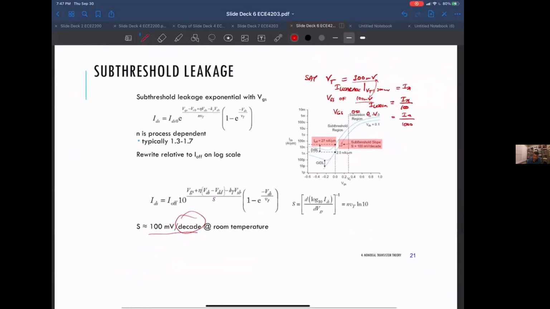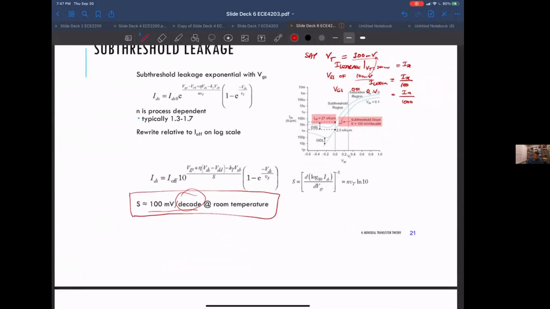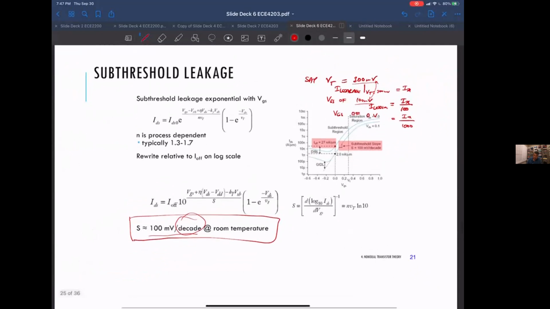So what does this mean? And this is an absolute number. It says that if I made my device, let's say everything about this device was exactly the same, but I had two flavors. I had a flavor that had a VT of 300 millivolts, and I had a flavor that had a VT of 500 millivolts. Everything else being the same.